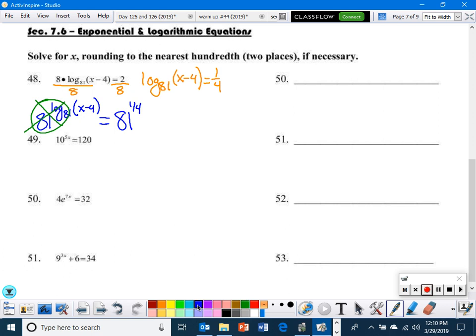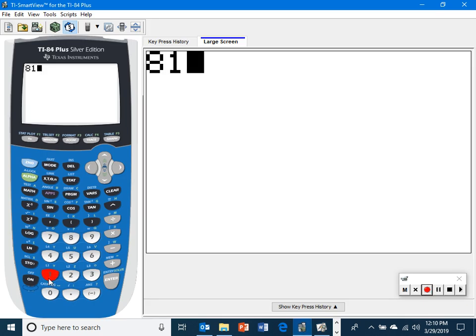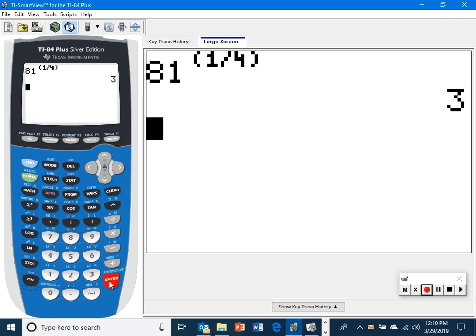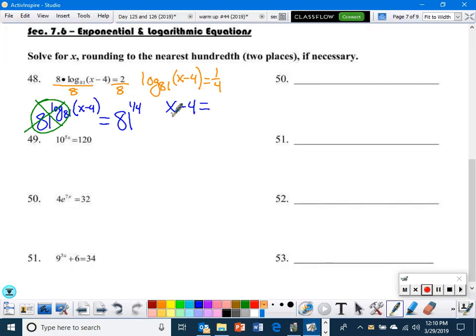So we're left with x minus 4 on the left. And then if we simplify 81 to the 1/4 power, all right, let's see if that'll give us a nice number. 81 to the 1/4 power. Well, look at that. It gives us a 3. So we end up with x minus 4 equals 3. One step left, add 4. We find out that x equals 7.